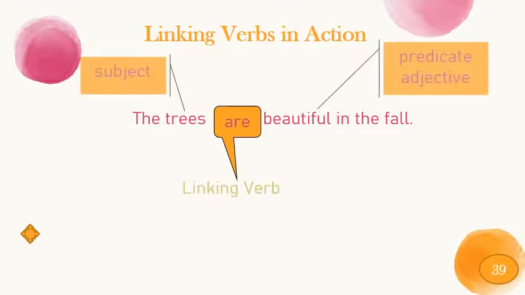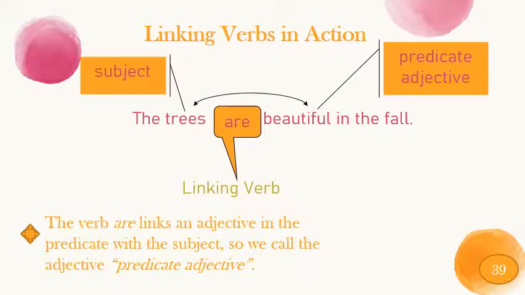Beautiful here belongs to the trees, or it talks about trees. In other words, it describes the trees. So here we have an adjective. Beautiful is an adjective and it talks about the subject. Since it comes after the linking verb, we call it a predicate adjective. And remember that I explained this point before in the adjectives lesson, that whenever we have a linking verb and after the linking verb there is an adjective that describes the subject, that talks about the subject, then we call the adjective a predicate adjective. Okay, so here beautiful talks about trees. The verb are links an adjective in the predicate with the subject. It connects the adjective with the subject, so we call it a predicate adjective.